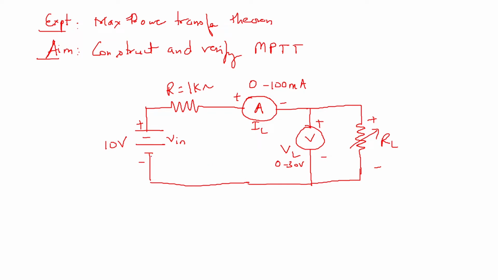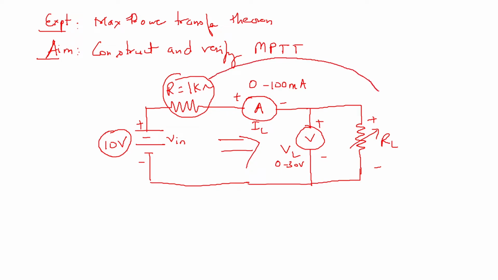Now in this circuit, the operation is that we'll keep the voltage constant at 10 volts, and we know that the resistance of the circuit is 1 kilo ohm. Then we have to show that the power delivered from the source to the load is maximum when this 1 kilo ohm resistance is equal to the load resistance.